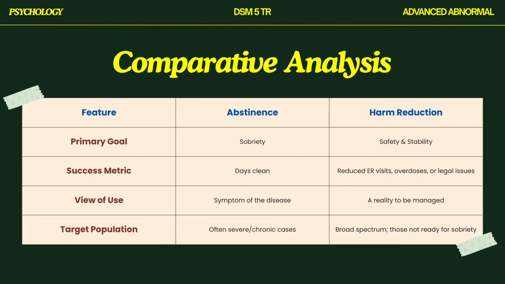Let's see a comparative analysis. When we compare the two, we see a shift in the definition of success. Abstinence measures success by the absence of the substance. Harm reduction measures success by the presence of health and social functioning. While abstinence is often the ideal long-term outcome for severe DSM-5 cases, harm reduction serves as a vital bridge, particularly for those in the pre-contemplation stage of change who aren't ready to commit to lifetime sobriety.